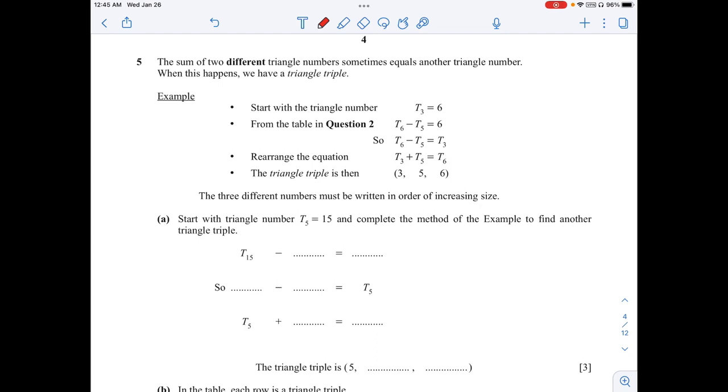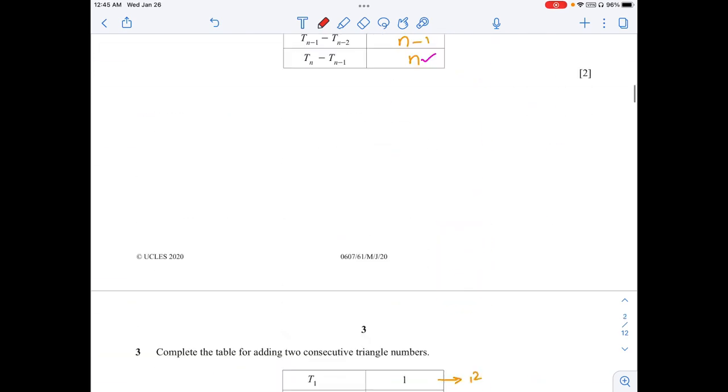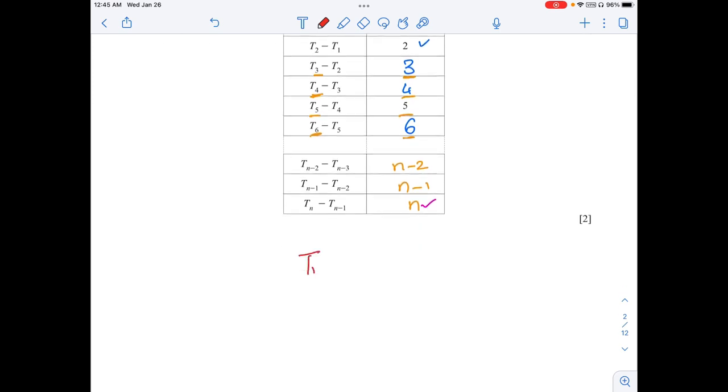Now the sum of two different triangle numbers is sometimes equal to another triangle number. When this happens, we have a triangle triple. Start with the number T3 equal to 6. Then from the table in question 2, T6 minus T5 equals 6, because in Table 2 we have learned that Tn minus Tn minus 1 is equal to n. So we are assuming n is equal to 6 over here. So this should be equal to T6 minus T5.